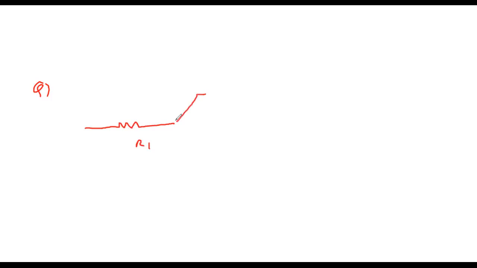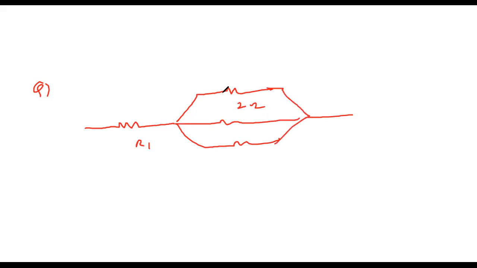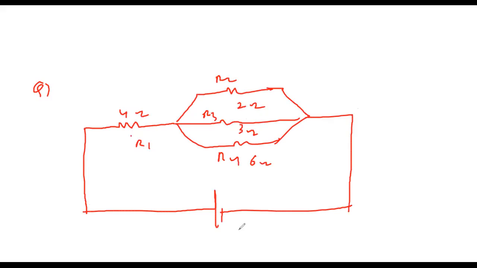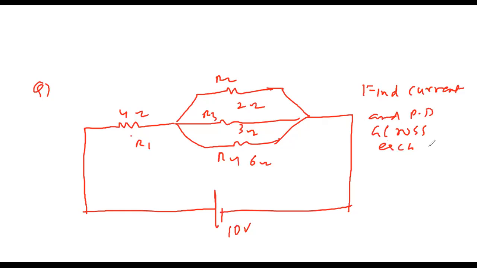So this is R1, this is R2, R3, R4: 2 ohm, 3 ohm, 6 ohm, 4 ohm, 10 volts supply. The question is: find current and potential difference across each resistance.